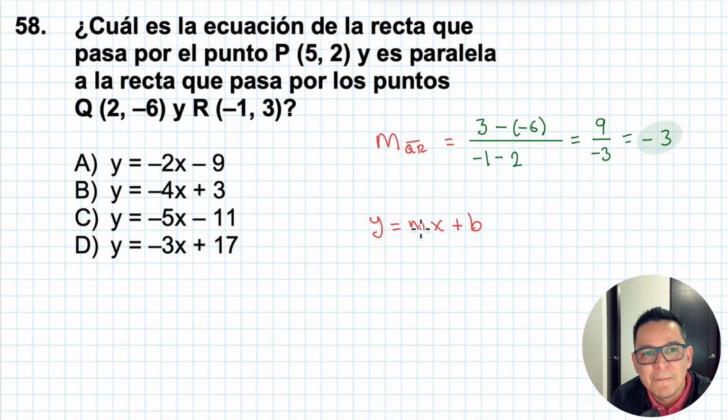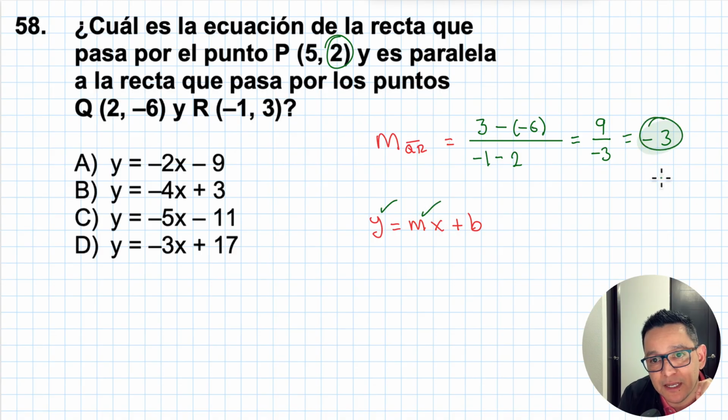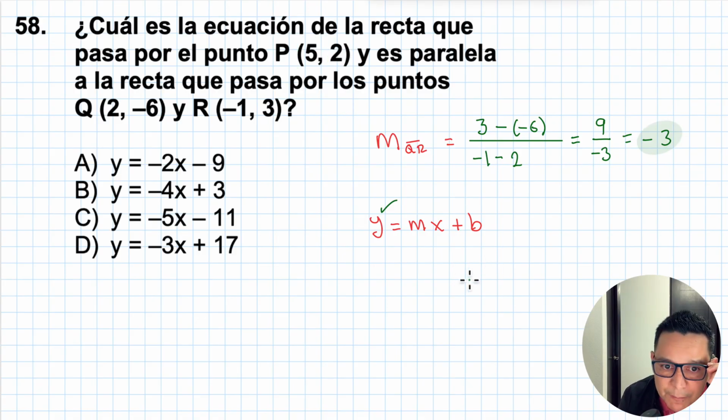Well, it's very simple. Let's consider this as x and this as y. Okay, and let's substitute it here. So now we already have y, which would be 2. We already have m, which we calculated with the other points, and we already have x, which would be 5. And could we solve for b so we can finally have the whole equation? All right, let's do it.